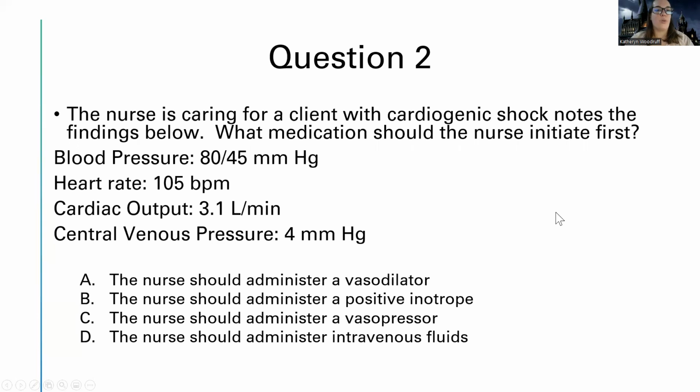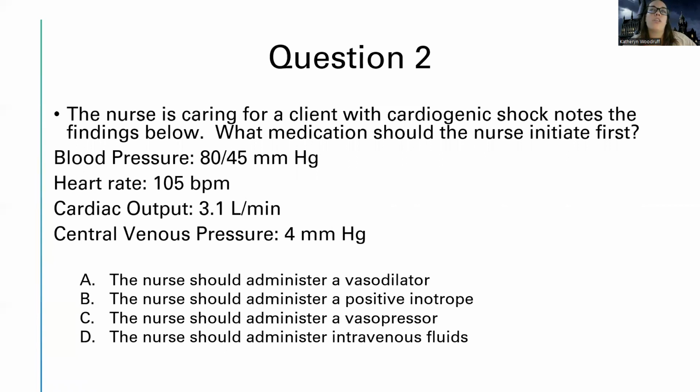So question number 2. The nurse is caring for a client with cardiogenic shock. Don't worry, there's a different PowerPoint on shock too, if you're struggling with shock. They note the findings below. What medication should the nurse initiate first? Oh no, more medications. Blood pressure 80/40, that's low. Heart rate 105, that's high. Cardiac output 3.1, that's low. Central venous pressure 4, that's normal.